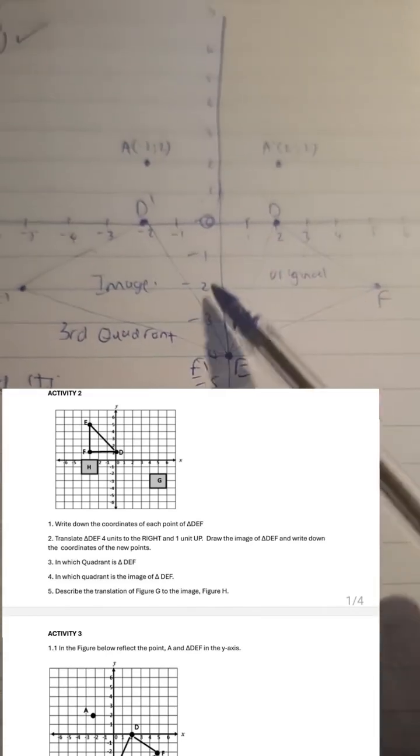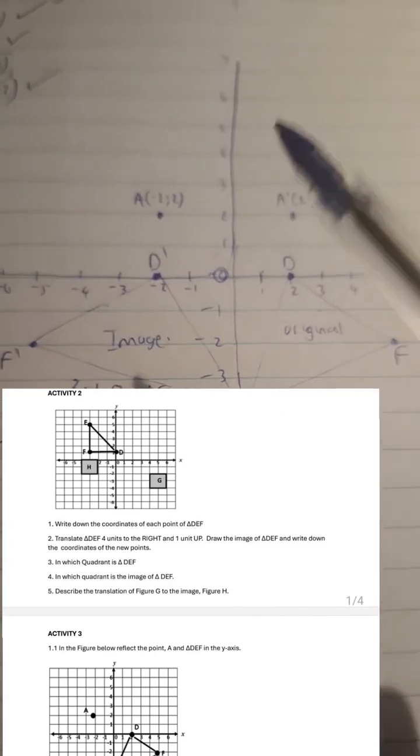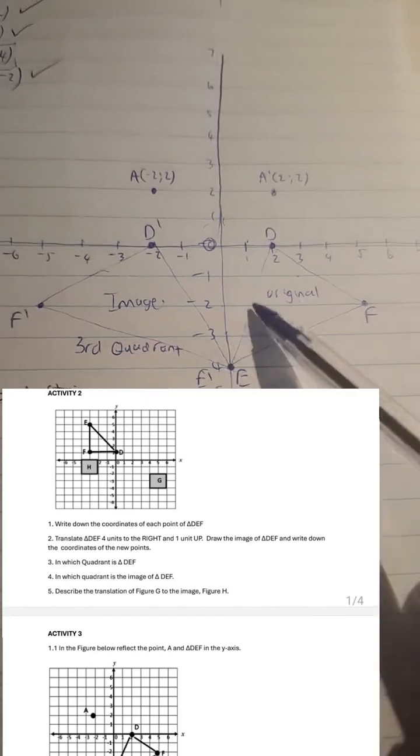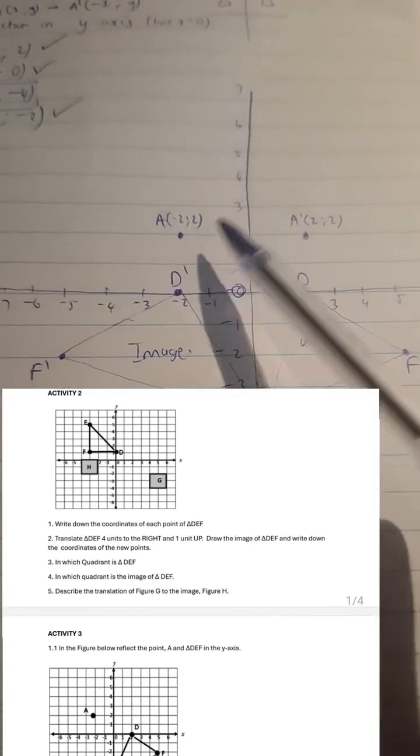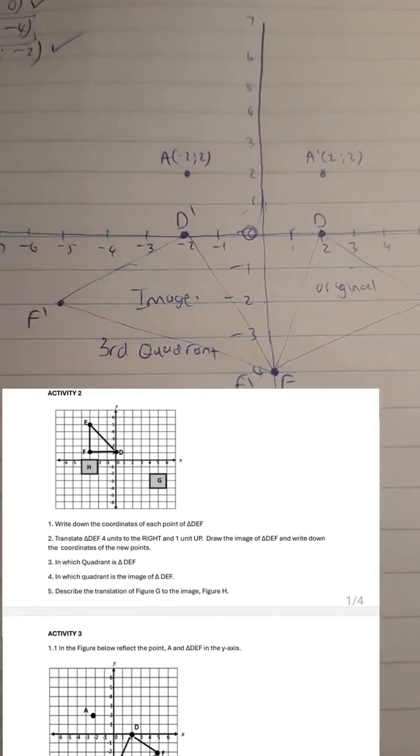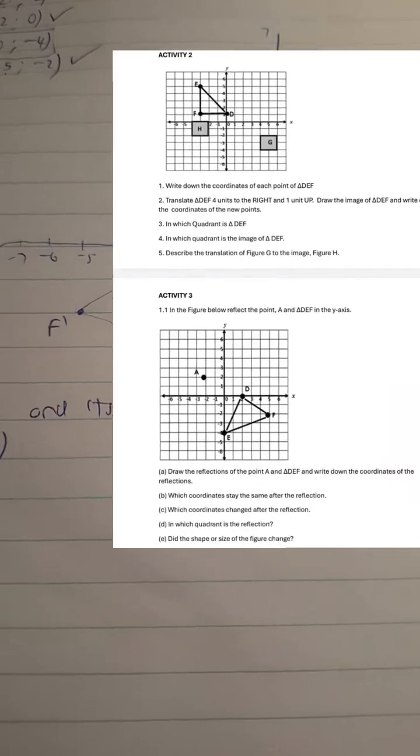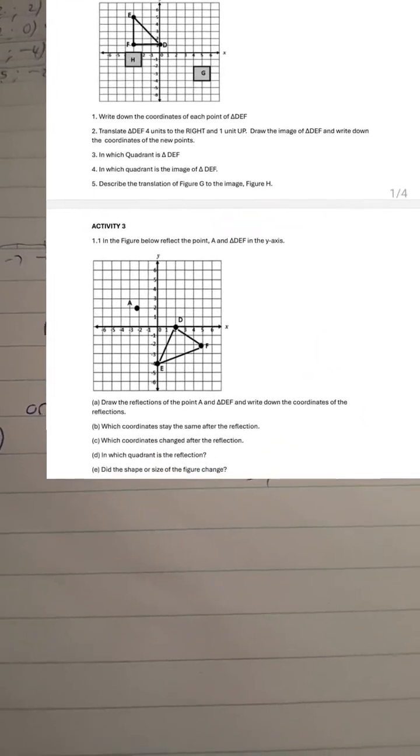If you were describing your answer to this question, you would have to break it down as such: describe the change in quadrant of this image, and then describe the change in quadrant of that image, so that there's clarity as to what you are answering.